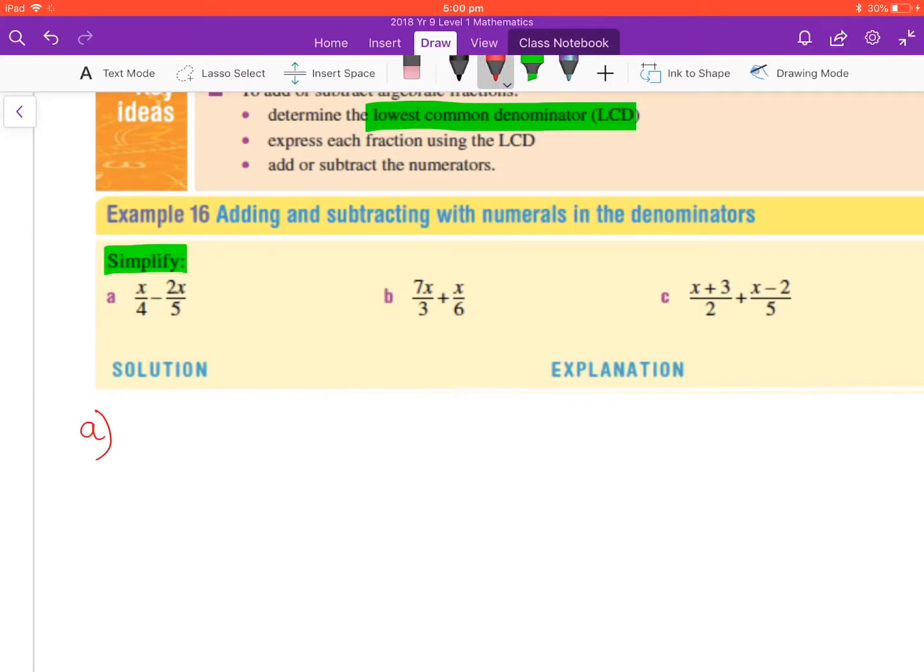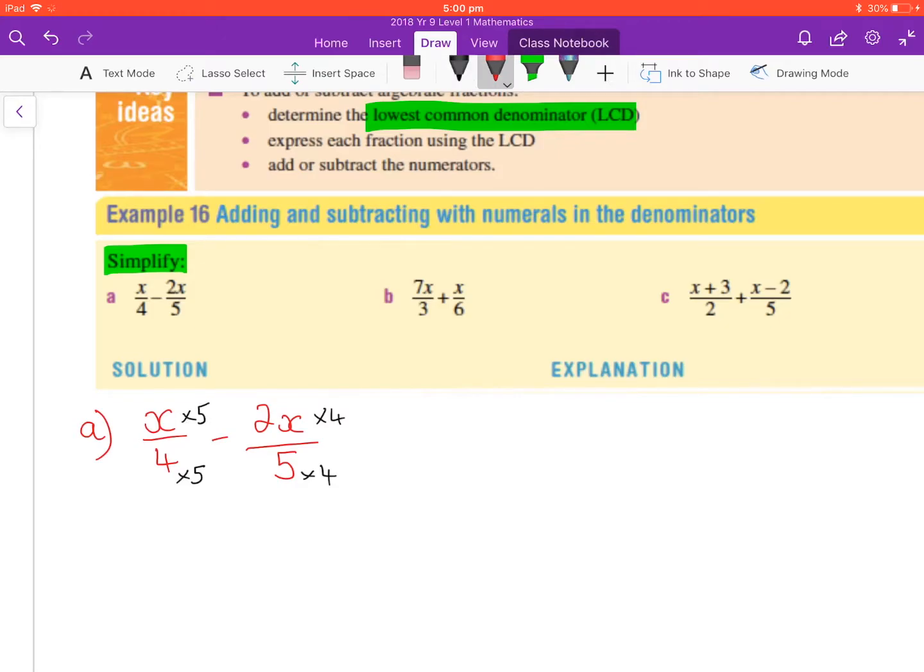So looking at our first example, we've got x over 4 subtract 2x over 5. Our goal is to get our denominators to be the same. That's the very first thing you should be doing. We've got 4 and 5, and the lowest common denominator would be 20. So I'm going to times that by 5, and times that by 4, to get it to 20. Remember, what you do to the bottom, you do to the top.